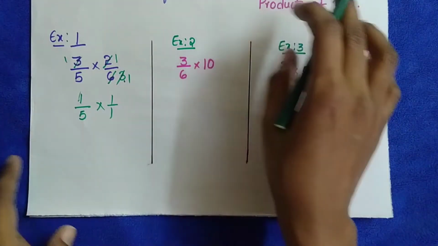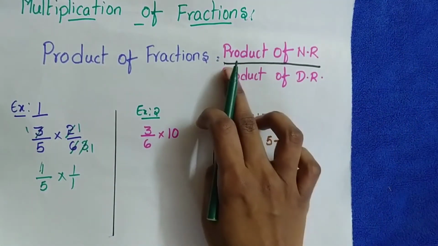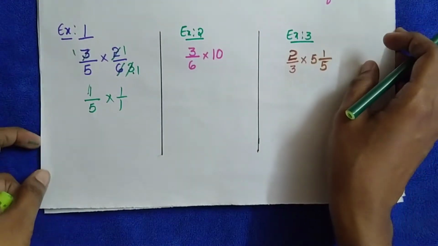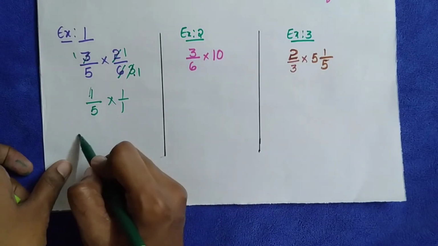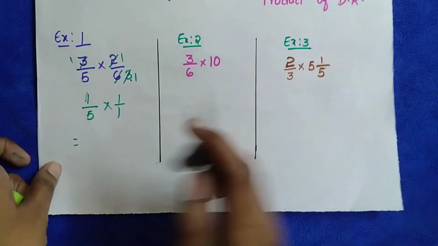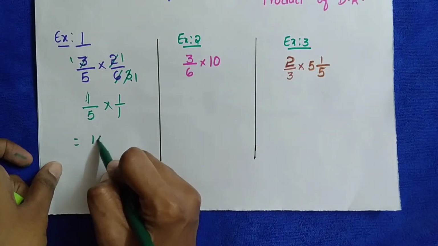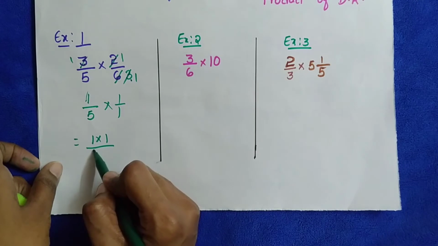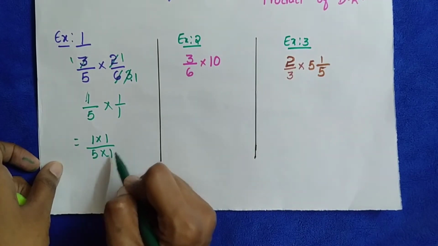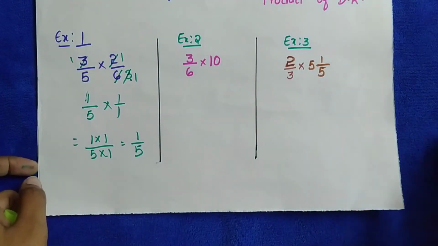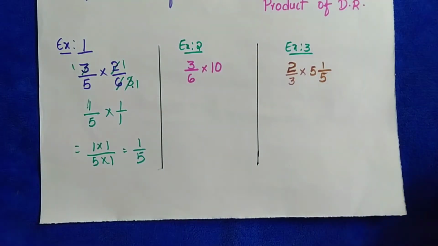Just now I told you, now you have to write product of numerators by product of denominators. Right children, product of numerators and product of denominators. What are the numerators here? 1 and 1. So 1 into 1 by what are the denominators? Again 5 and 1. So 5 into 1. So 1 ones are 1, 5 ones are 5. Very easy, right? Is it easy or not?